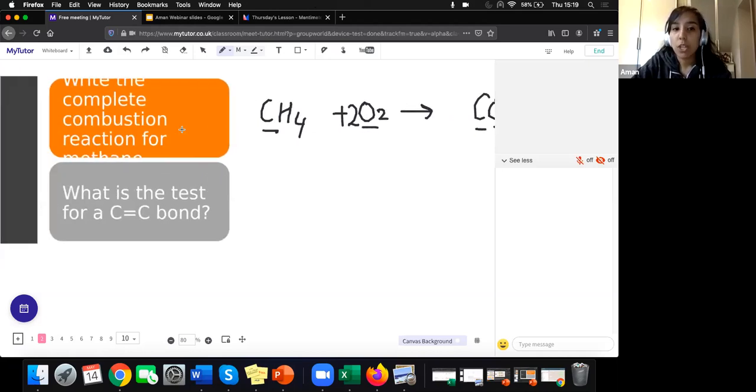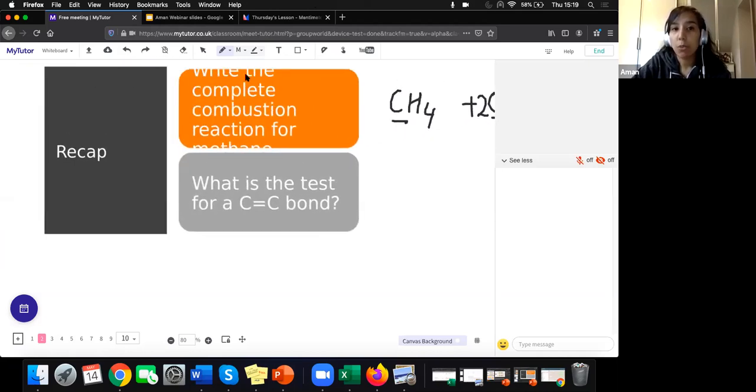The second question is, what is the test for a carbon-carbon double bond? Does anyone remember what the test for it is? We will be doing a quiz at the end. Excellent, bromine water will turn from brown to colourless. You can say brown or orange, but it will turn from brown or orange to colourless.